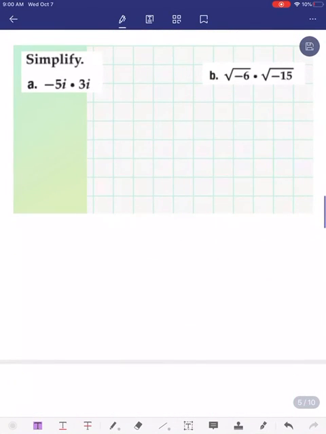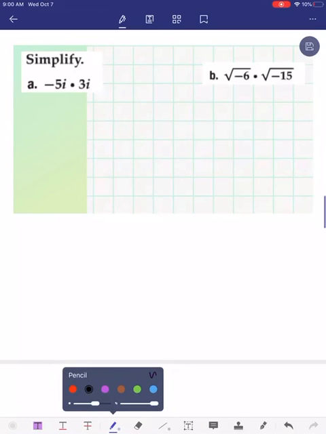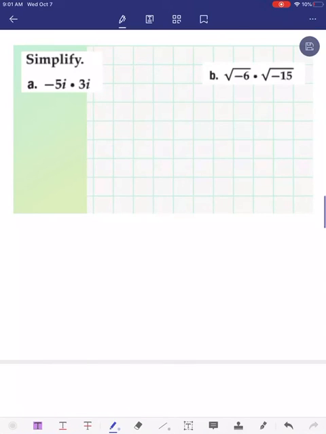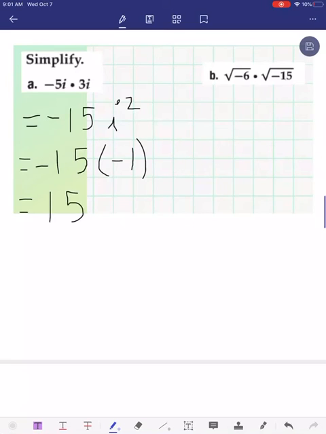Alright, so let's look at some properties. So on our first one, we want to look at our number parts first. So we would say -5 times 3 gives us a -15. And then we have i times i, which gives us i squared. Well, our -15 isn't going to change, but we need to replace our i squared. Anytime that we have an exponent on our i, we need to simplify it. So from our chart, we know that i squared is going to be -1. So this is going to give us a positive 15.